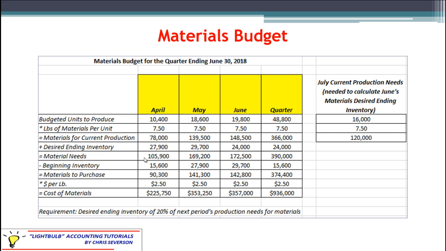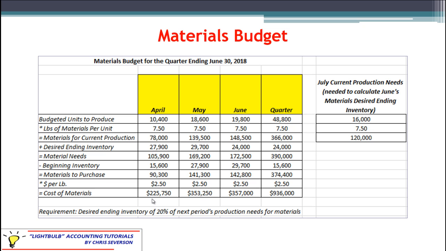Now, if you add up material needs for the current month, and subtract the beginning inventory from it, you'll tell what materials you need to purchase. So remember, we had 7.5 pounds of materials for each unit. Now we need to know a cost per pound. In this case, it's $2.50 per pound. So 90,300 pounds multiplied by $2.50 gives us $225,750 of materials we need to purchase.